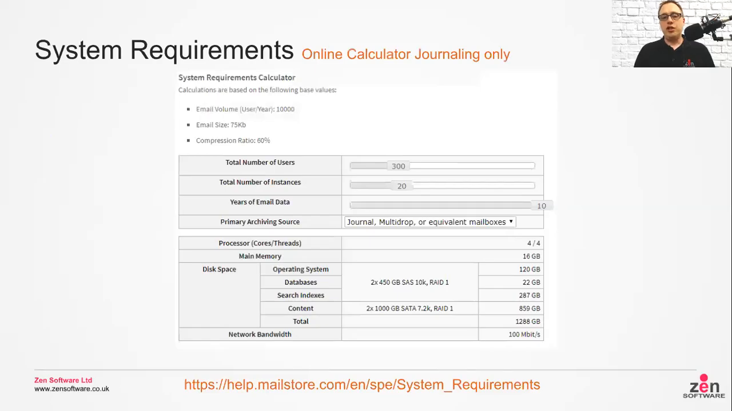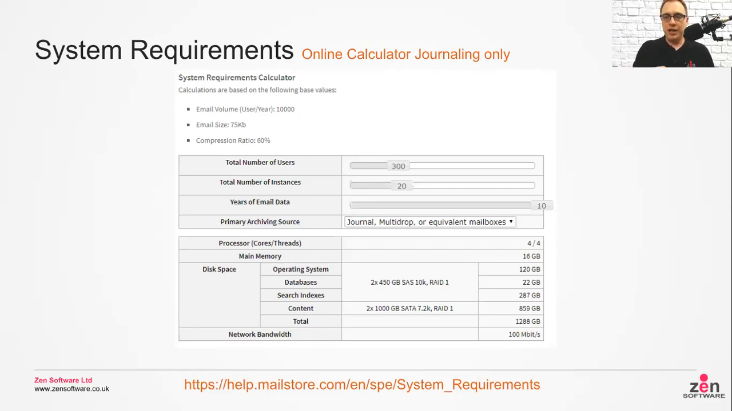So let's have a quick look at some of the system requirements. And I want to introduce the online calculator now, which is specifically our MailStore site. There's a link at the bottom. Obviously, you can ask me for these at the end if you need them. This calculator allows you to imagine, well, if I was to build a server and I wanted to archive for 300 users across up to 20 instances and keep 10 years worth of email, what am I talking about? What sort of hardware do I need?